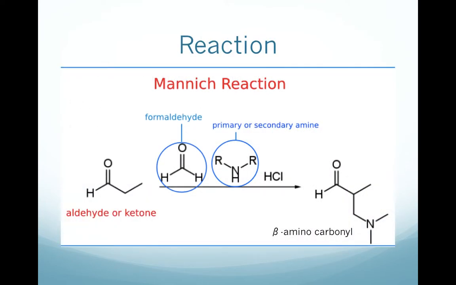So a quick overview of how the reaction works. The Mannich reaction first begins with the formation of an electrophilic aminium ion produced by formaldehyde with a primary or secondary amine. Next, due to the acidic conditions, an enol is formed from the added aldehyde or ketone. Finally, the enol reacts with the aminium ion to produce a beta-aminocarbonyl.